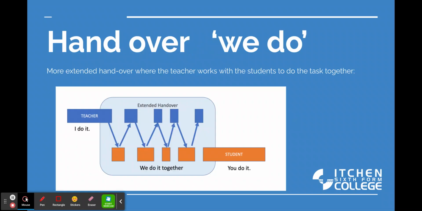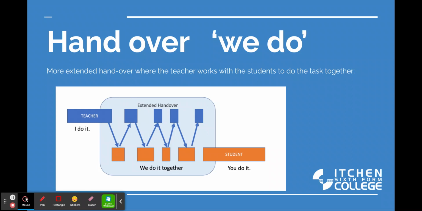The handover is really critical. So again, for modelling, we've got the teacher shows you how to do it, nice and slow. But what the research is also suggesting is we have to do a lot of we do handovers. So this is where the teacher works with the students to do the task together. So you'll see we've got the teacher does it, I do it. Then we do one together.